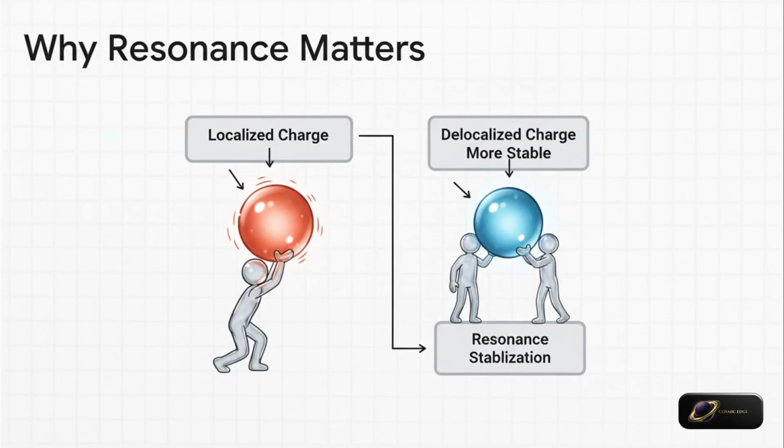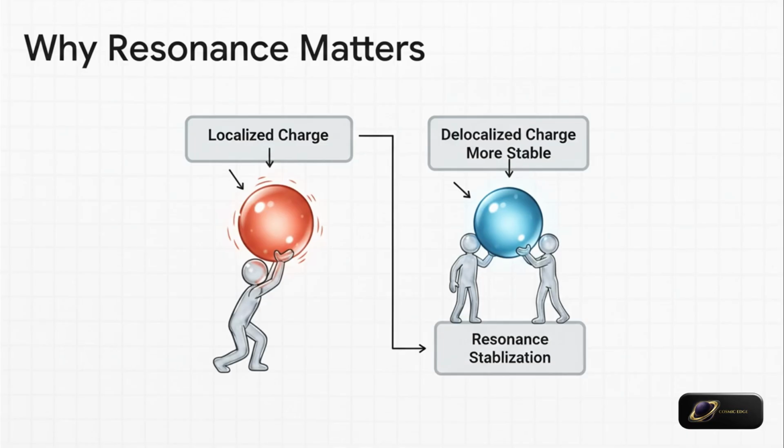Think of it like this. Trying to carry a really heavy box by yourself is tough, right? But if you have a friend to help you share the load, it's way easier. That's exactly what's happening here. By sharing that negative charge, the molecule becomes incredibly stable. And here's the golden rule in chemistry. Stability is everything. If the molecule is more stable after it donates the proton, it's going to be much more willing to donate it in the first place.